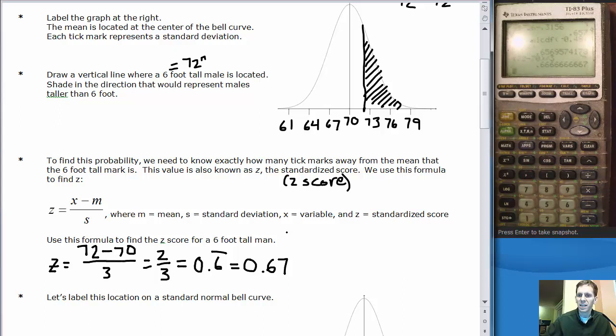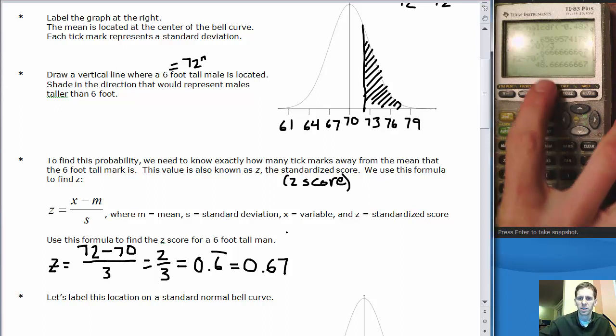If you forget the parentheses, what you'll get is 72 minus 70 divided by 3 equals 48.6 repeating. When you type it in this way, the calculator is doing order of operations. It's doing 70 divided by 3 first before the subtraction, which is why it's getting the answer like that. We want the 0.67 number, which you get by putting parentheses in right here.